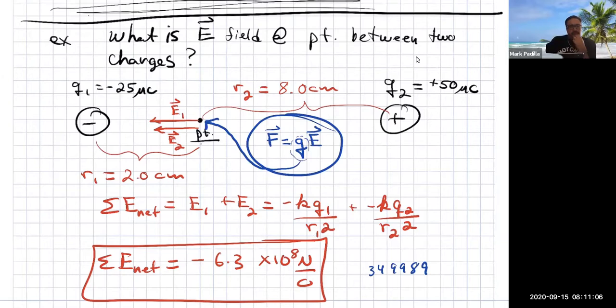Good morning, everyone. This is Physics 46, and today is, what is today? September the 15th. This is a continued lecture on chapter 21, and we will be going off of the last problem.